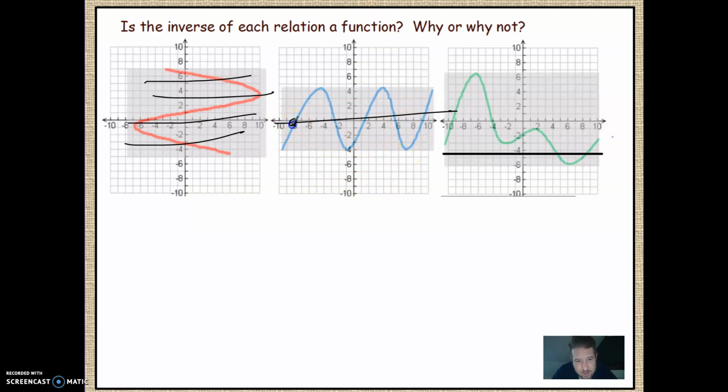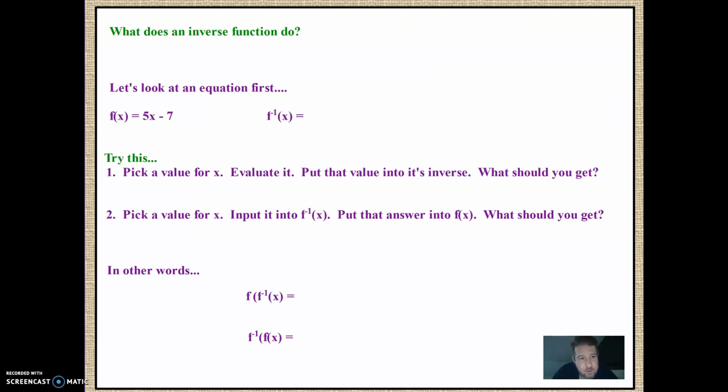The reason I know is because it hits once, twice, 3 times, 4 times. It hits multiple times. It looks kind of like a cosine function, and it's going to hit multiple times if you draw a horizontal line. This one looks like it's going to pass the horizontal line test, but it doesn't right here. In fact, if you draw a horizontal line right there, it hits multiple times, 1, 2, 3, 4 times. So this is not going to create a function when you do the inverse.